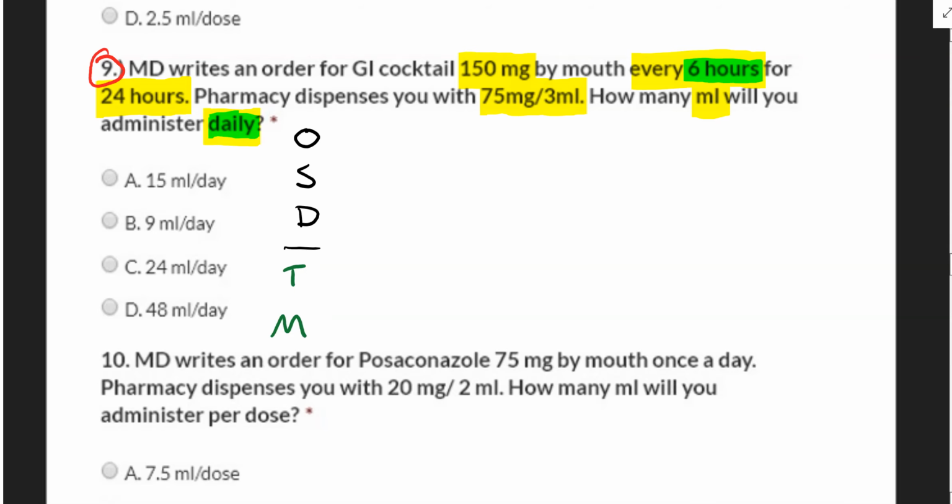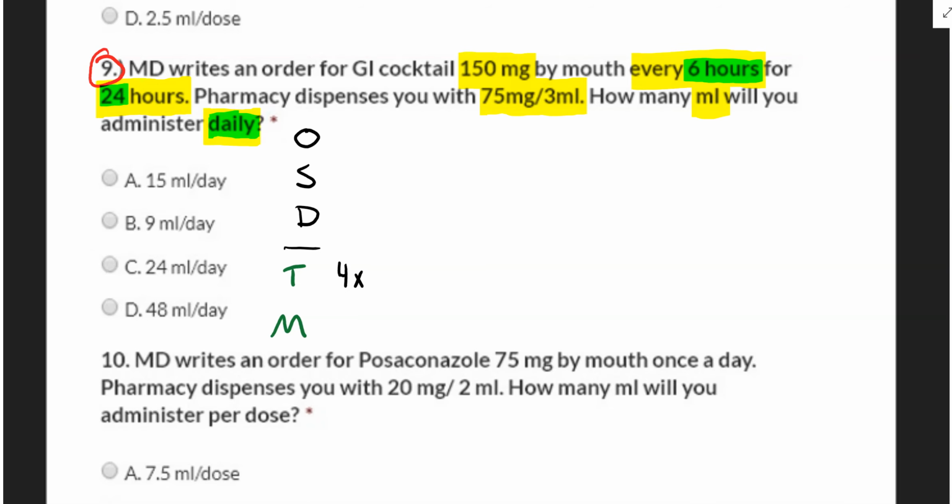Okay, so if it's a dose administered every 6 hours for 24 hours, that means I'm going to have to give this dose 4 times, because 6 times 4 is 24. There's 24 hours in a day. Okay, so that's where I'm considering this trick. Hopefully you don't have those, but you might see that, so just be aware. That's going to be something that we're going to need to add to this equation.